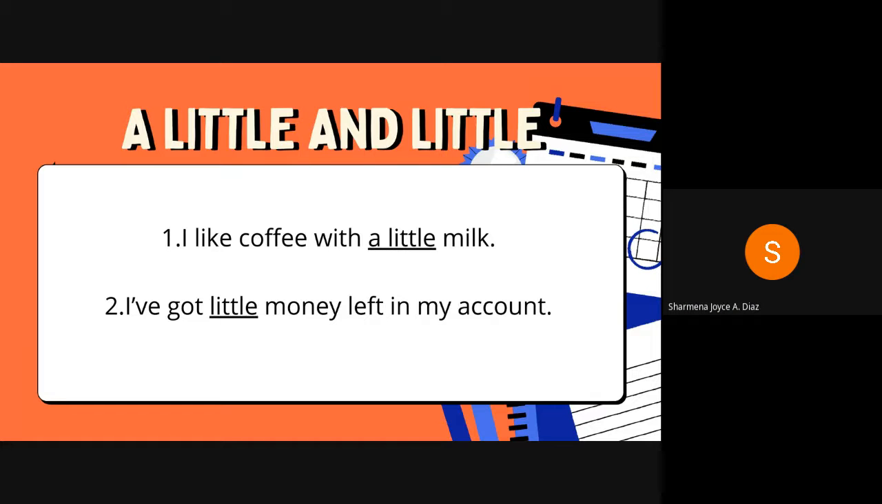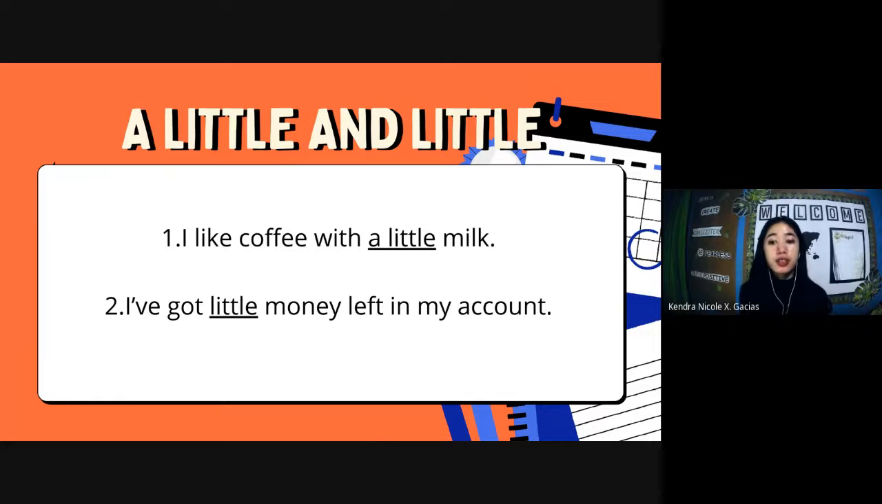Ma'am, I noticed that there is a pattern in these examples. The quantifiers a little or little are followed by uncountable nouns. All right, good observation, Mena. You are correct that there is a pattern. So from this example, we can notice that the quantifiers a little and little are used based on the adequacy of the amount. So through this, we can identify whether the amount of the noun used is sufficient or not.